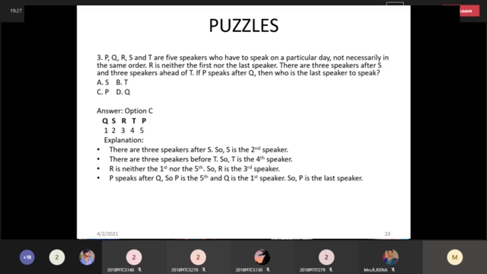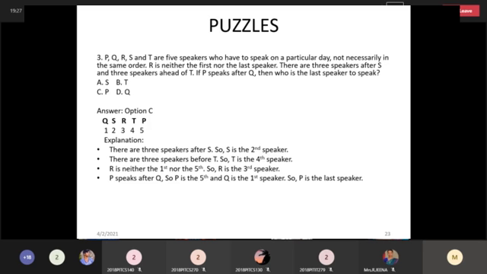So once again, I am taking this problem. P, Q, R, S, and T are five speakers who have to speak on a particular day, not necessarily in the same order. R is neither the first nor the last speaker. There are three speakers after S and three speakers ahead of T. If P speaks after Q, then who is the last speaker to speak? Options: A, S, B, T, C, P, and D, Q. So Q, S, R, T, P.